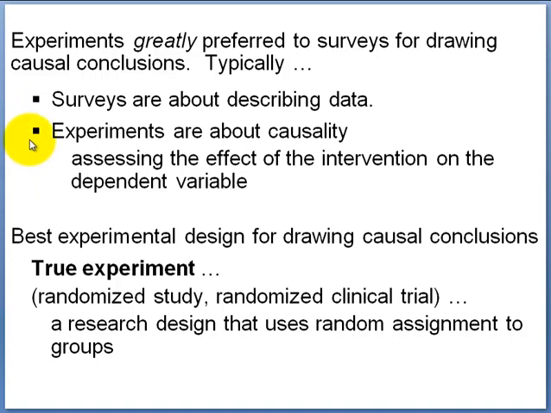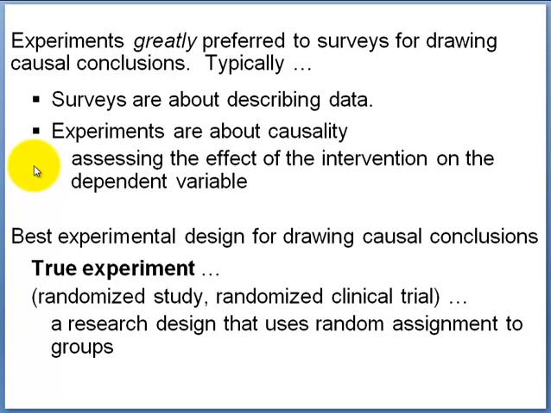On the other hand, experiments are all about causality. Experiments are designed specifically to assess the effect of the intervention on the dependent variable. And just as a general rule, experiments are far preferred to surveys for drawing conclusions about causality. There are different types of experimental research designs. Some are better than others. Some are better for drawing conclusions about causality.